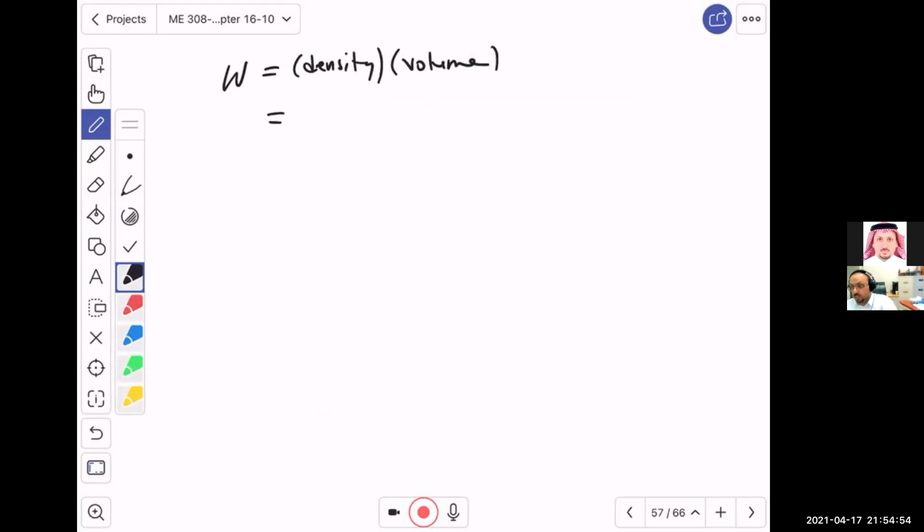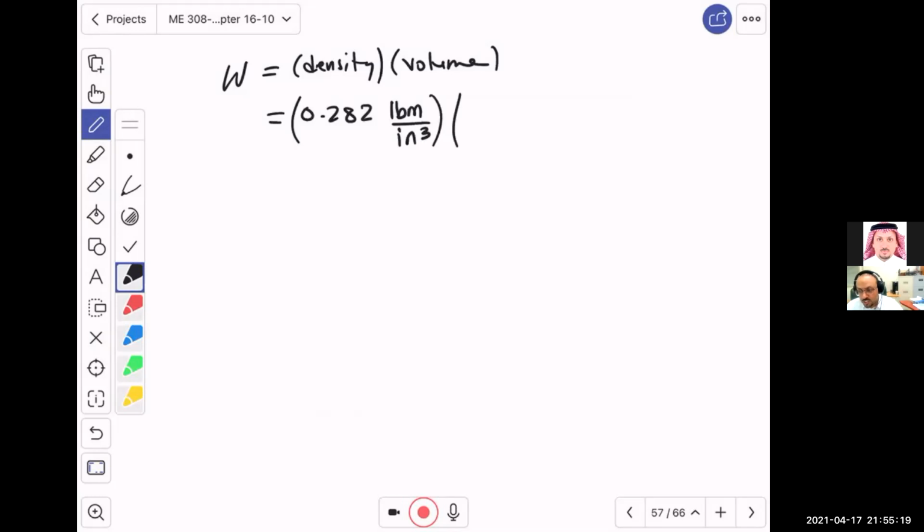It was given to us. The density was given as 0.282 pound mass per inch cubed. So all I need to do is multiply it by the volume. What is the volume? We have been given the diameter of the disk.